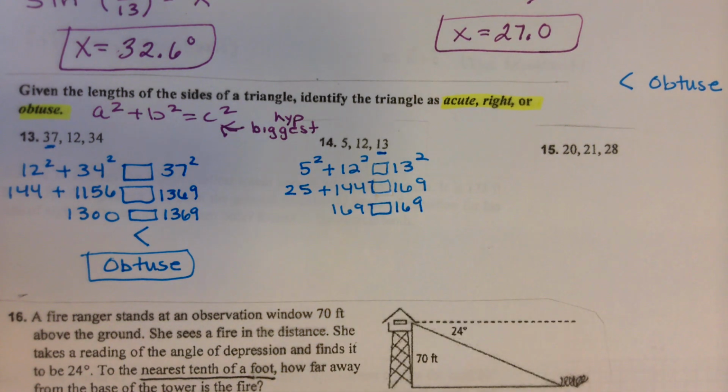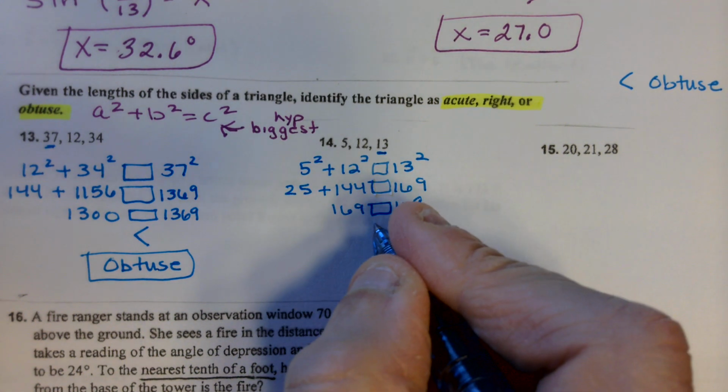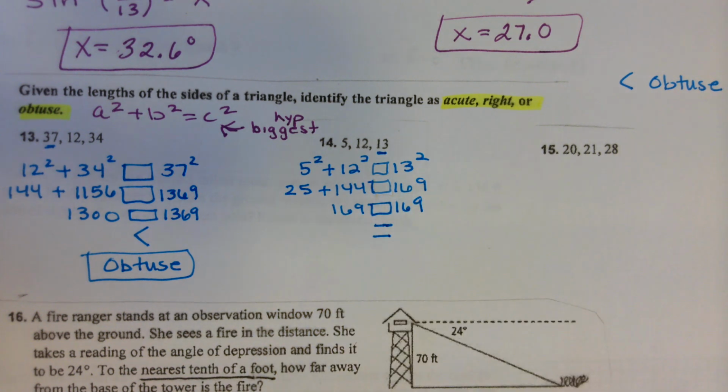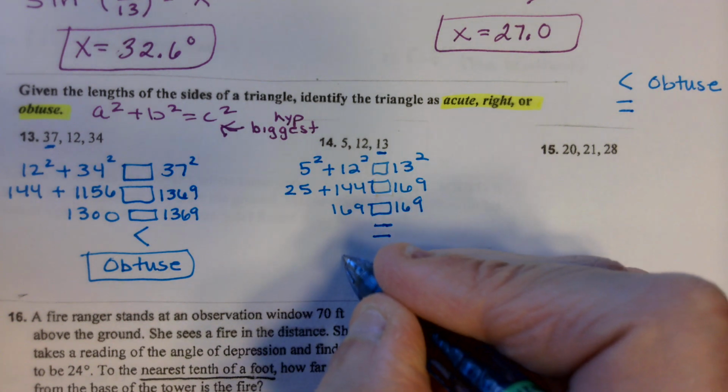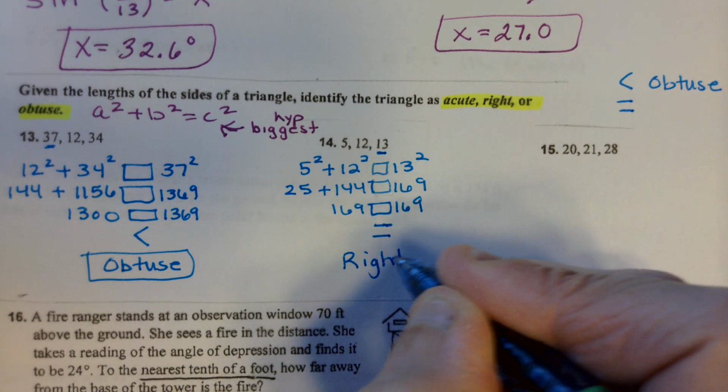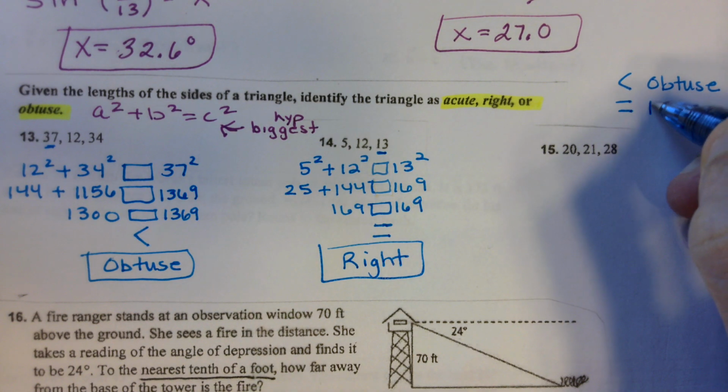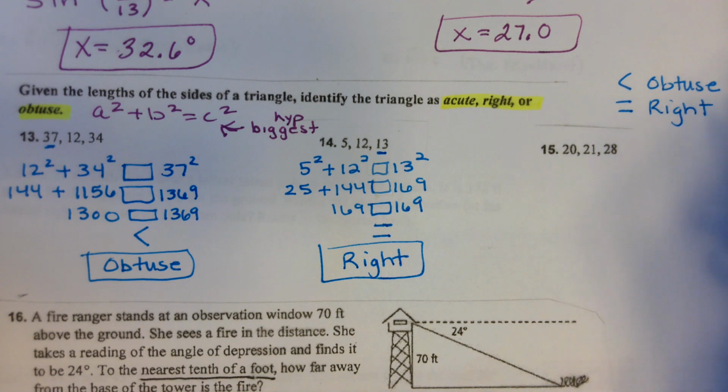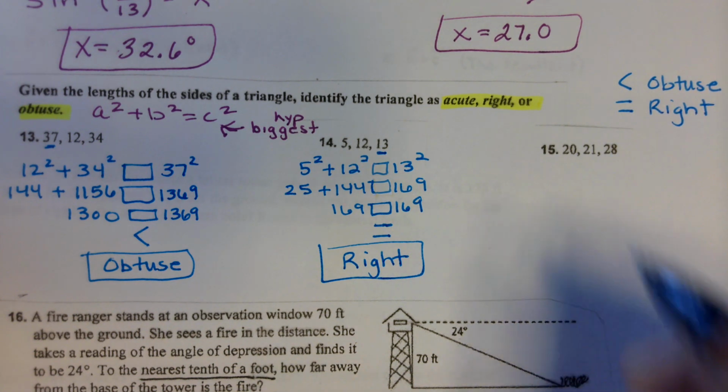Because you have to decide what goes in there. And in this case, it is indeed equal. And what kind of triangle do we have if it's equal? We have a right triangle. All right, next.